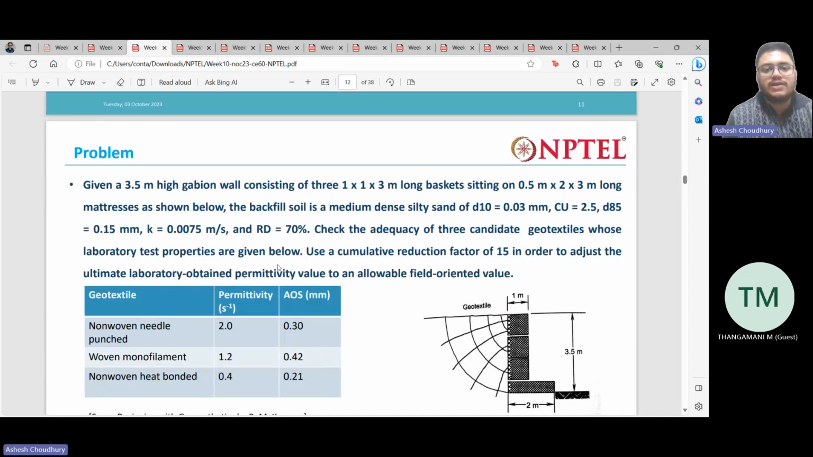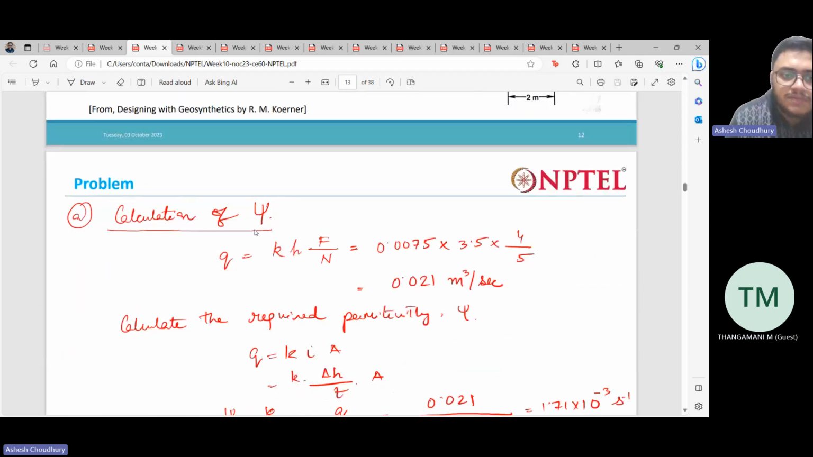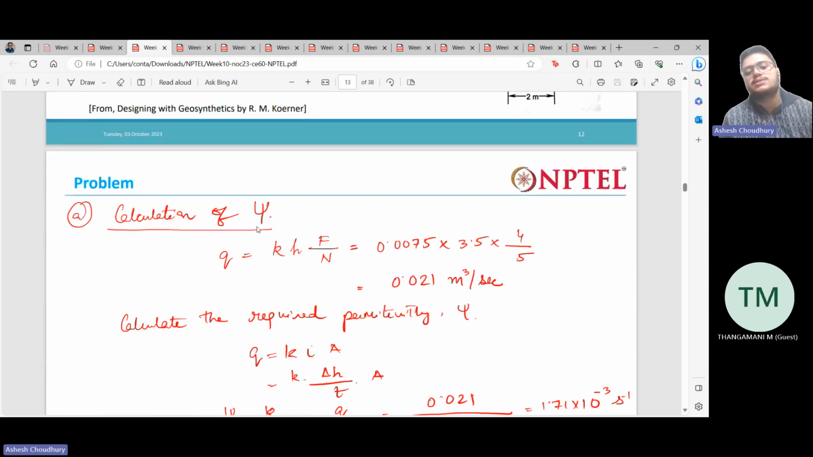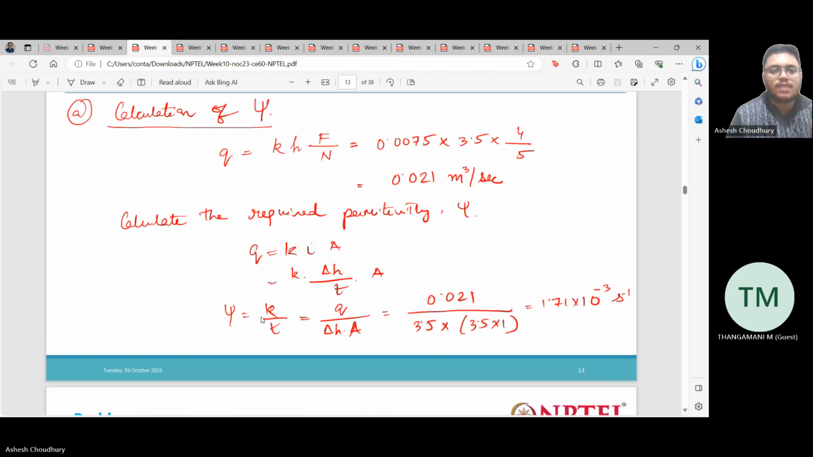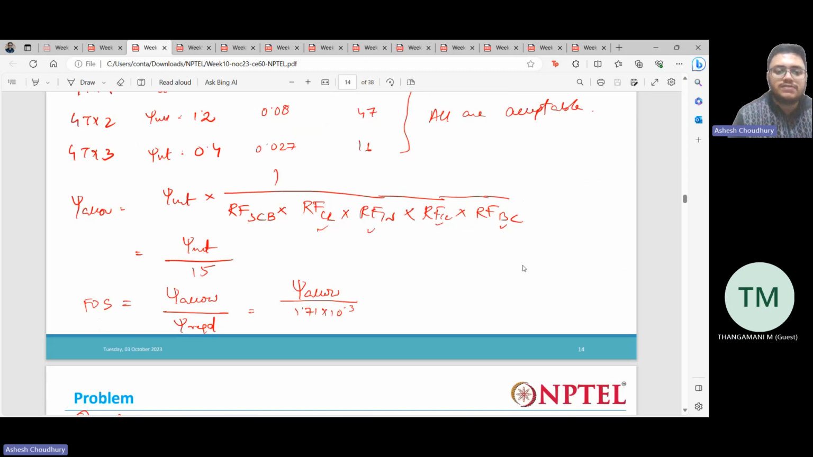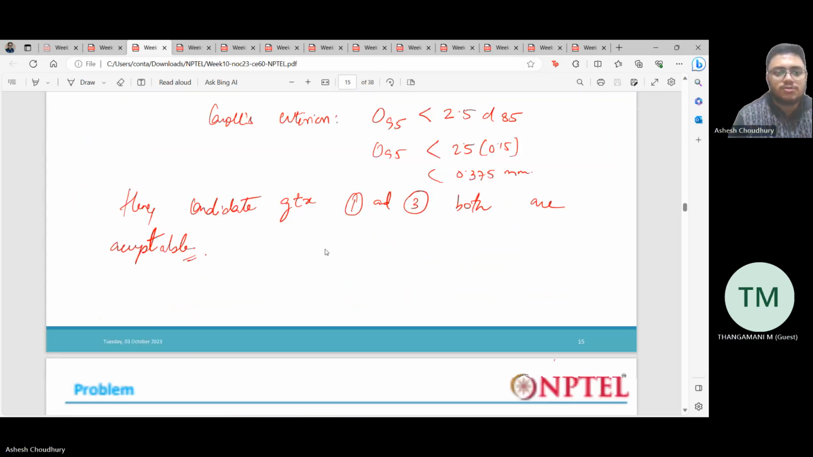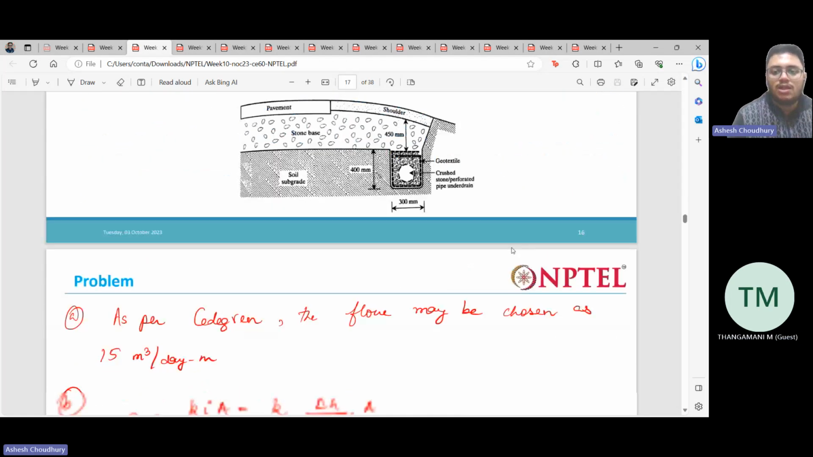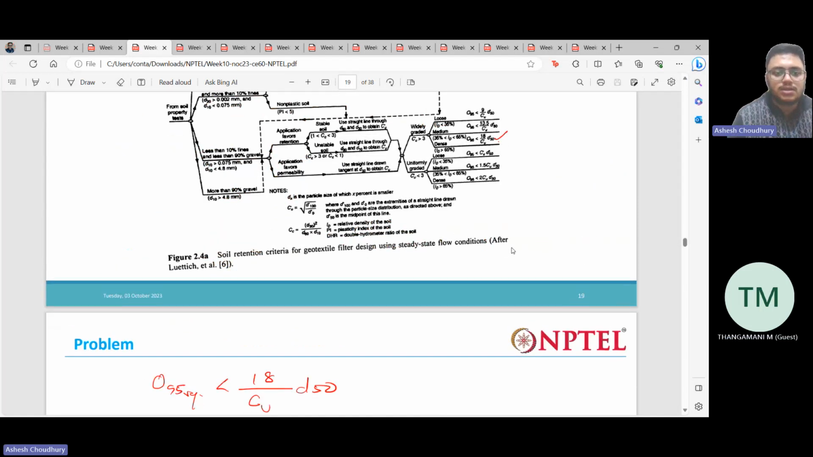Okay, so in filtration, the thing that governs is the cross-plane permeability, which is given by permittivity, and drainage is governed by in-plane permeability. That also we'll see. So permittivity actually determines the cross-plane flow of water. How to determine the factor of safety, all these things we saw. We already solved many problems, so I am not going to repeat this again.